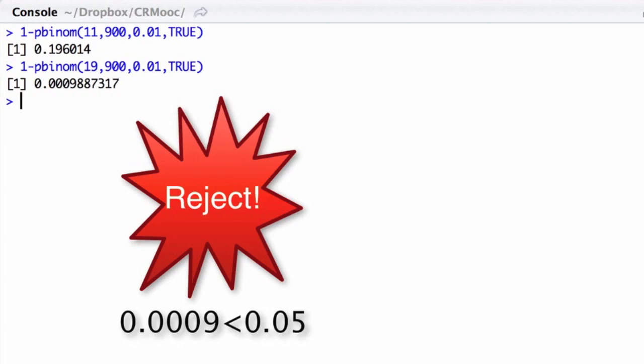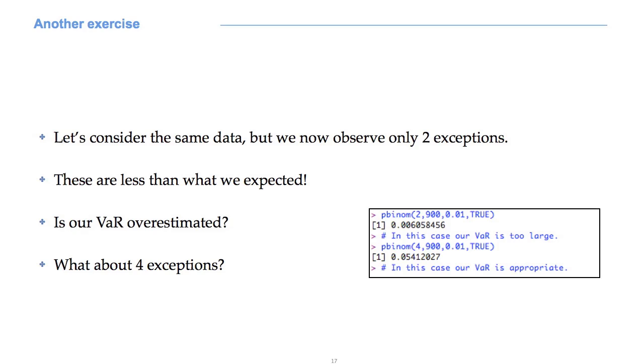As for all tests, the choice of the significance level is very important. In the case of overestimation, we are no longer interested in the right tail, but in the left one. Hence, instead of 1 minus pbinom, we just consider pbinom, the cumulative distribution function. In other words, we are interested in the probability of observing 2 or less exceptions in the second case. You will just need a little practice, but the methodology is simple.